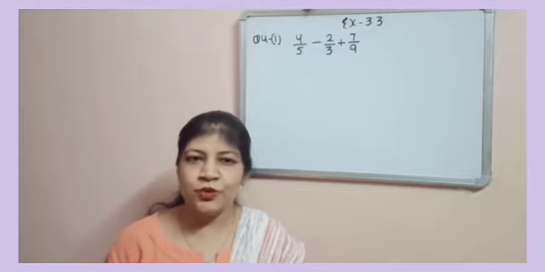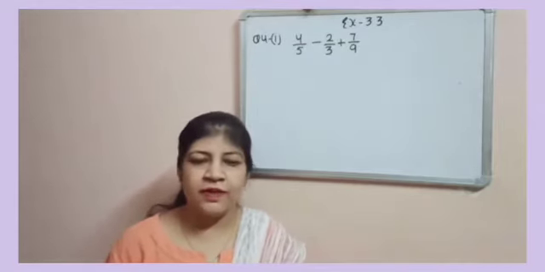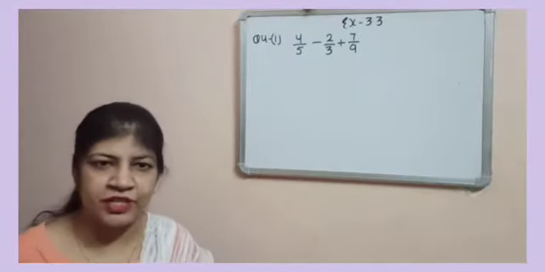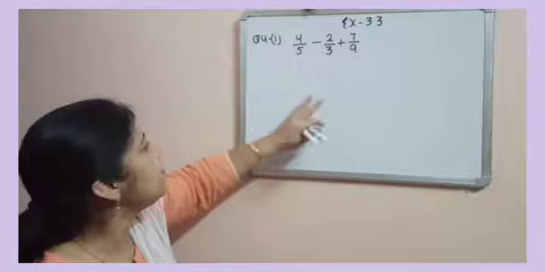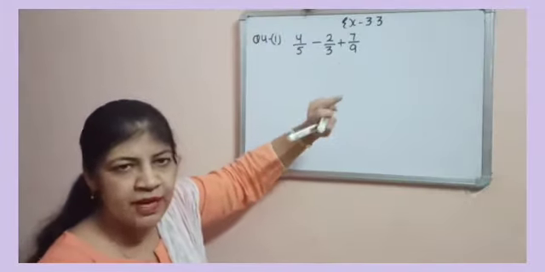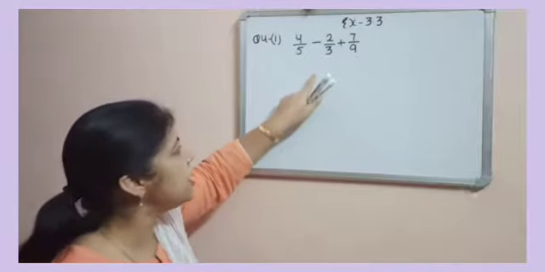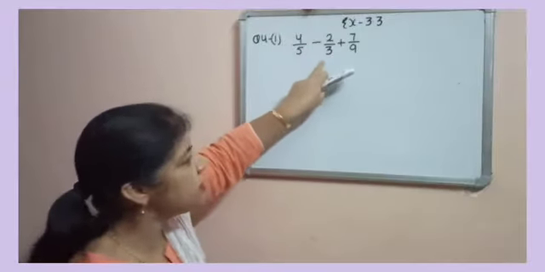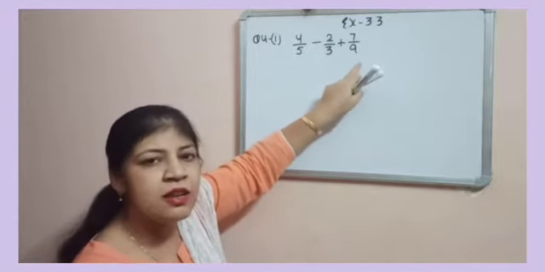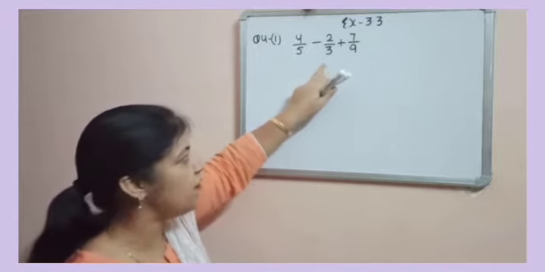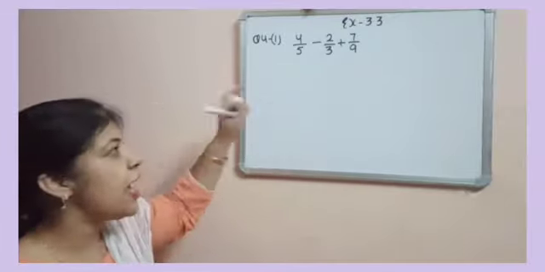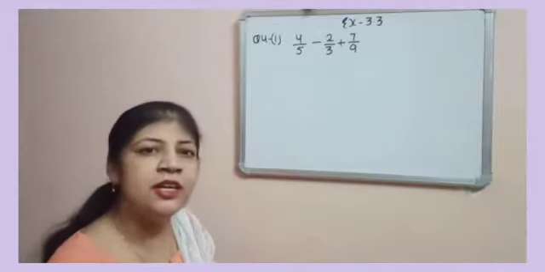Dear students, today we will solve questions based on addition and subtraction of rational numbers. We simplify 4 by 5 minus 2 by 3 plus 7 by 9. As you can see, there is a minus sign between the first two rational numbers and a plus sign between the next two. Now to add or subtract, you have to take the LCM of the denominators.